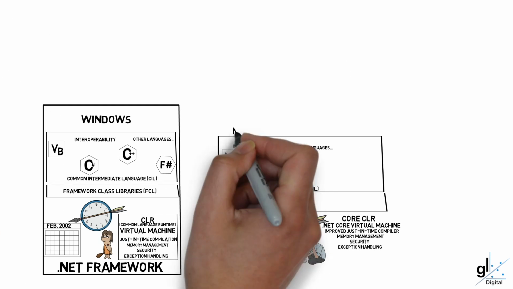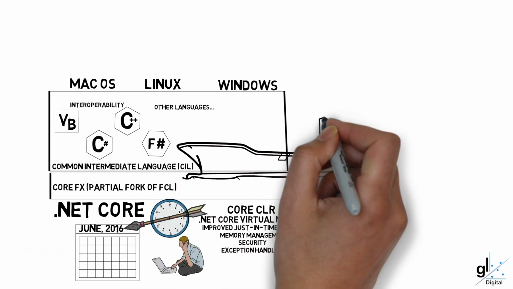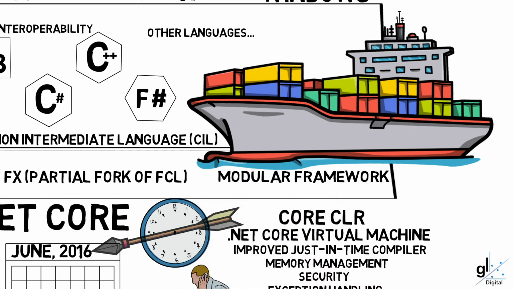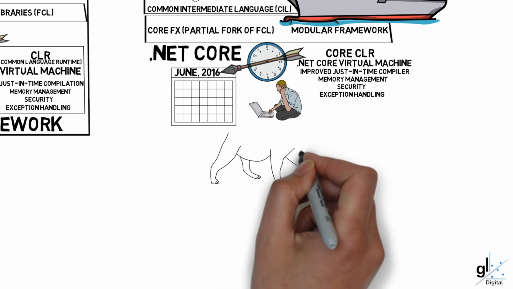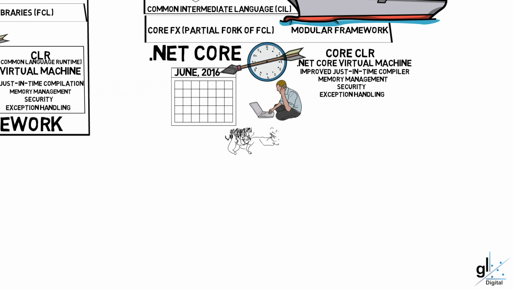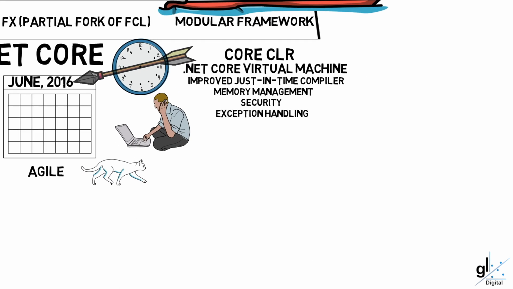Unlike the .NET Framework, .NET Core can run on macOS, Linux, as well as Windows. .NET Core also provides a modular framework so that only the modules that your application uses are shipped with your application. An important difference between .NET Core and the .NET Framework is that you no longer need the entire .NET Framework installed on the target computer, but only those components of the .NET runtime that your application needs. This is why .NET Core is often referred to as a more agile version of the .NET Framework.